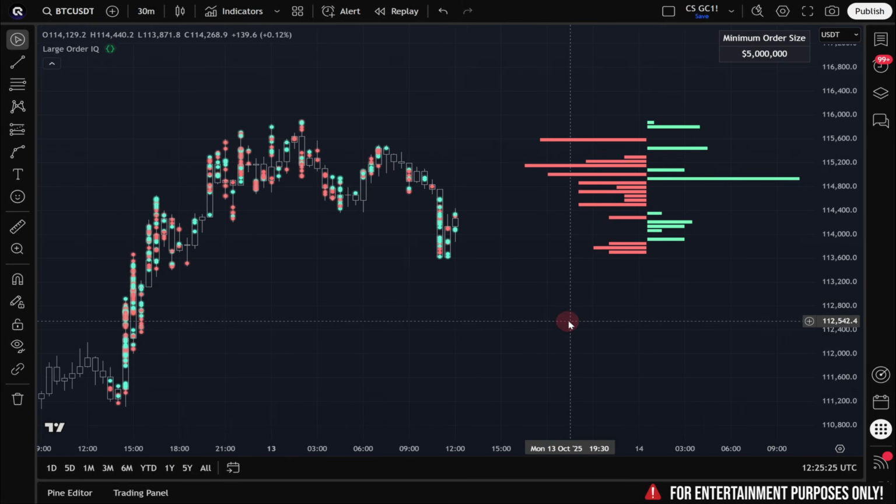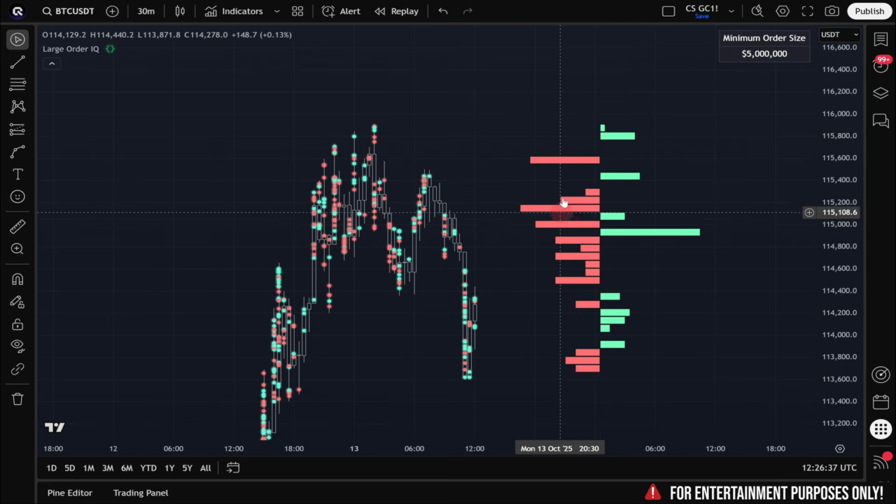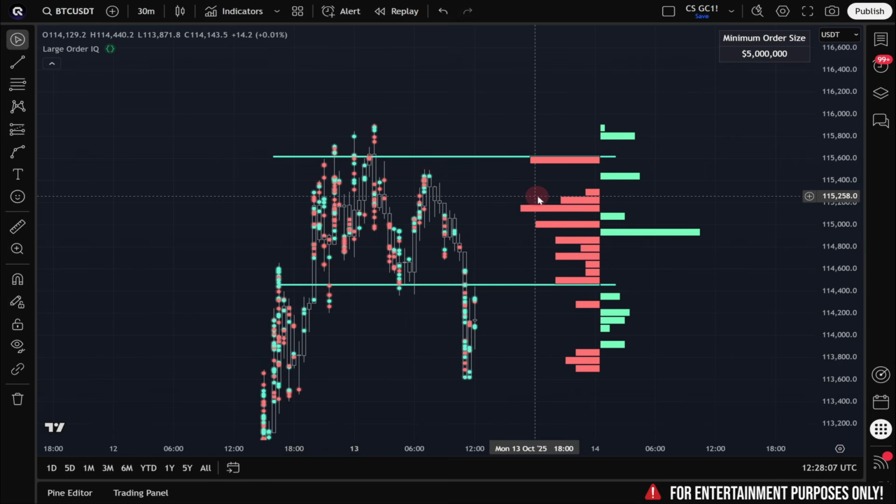Now, when I'm using Large Order IQ, the absolute most important piece of information for me is this volume delta profile. This volume delta profile gives me the exact price areas where big money orders are flowing in to either sell or buy the underlying asset. And this delta profile is so important because of information just like this.